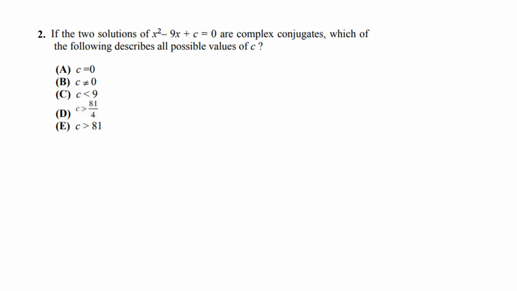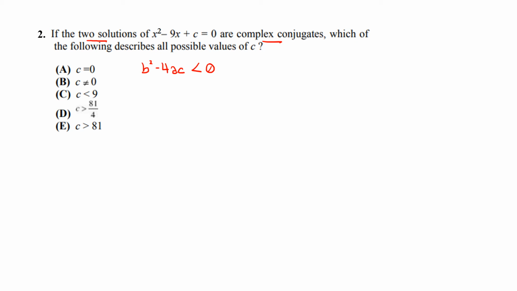Question 2 asks, if the two solutions of x squared minus 9x plus c equals 0 are complex conjugates, which of the following describes all possible values of c? Well, it tells us we have 2 complex roots. That tells us that the discriminant, b squared minus 4ac, has to be less than 0. And just as a reminder, if the two solutions were real, that would mean the discriminant would be greater than 0. And if there was only one real root, b squared minus 4ac would be equal to 0. But in this case, we have this.